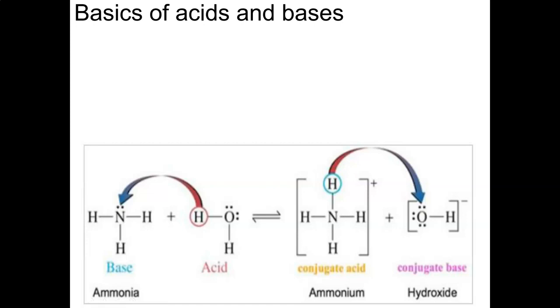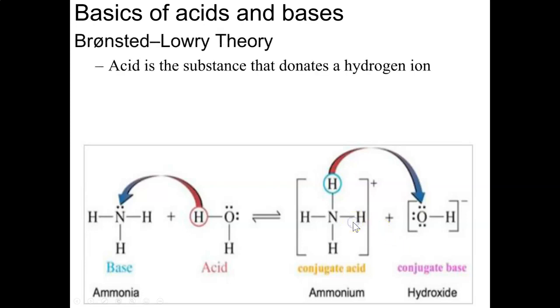Now there's different theories. There's Lewis theory, there's Arrhenius theory, but the main one we're going to focus our attention on is Bronsted-Lowry. This is how we're going to identify our acids and bases. And the basic premise of this is that all you're focusing on is the movement of hydrogen. That's how you identify your acid and your base. Your acid is whatever substance donates a hydrogen.